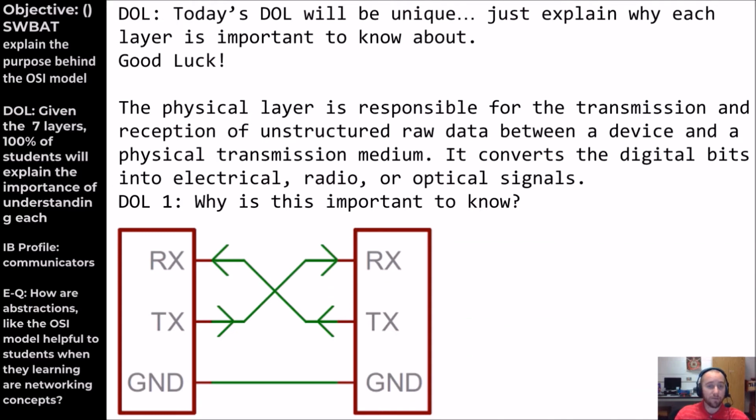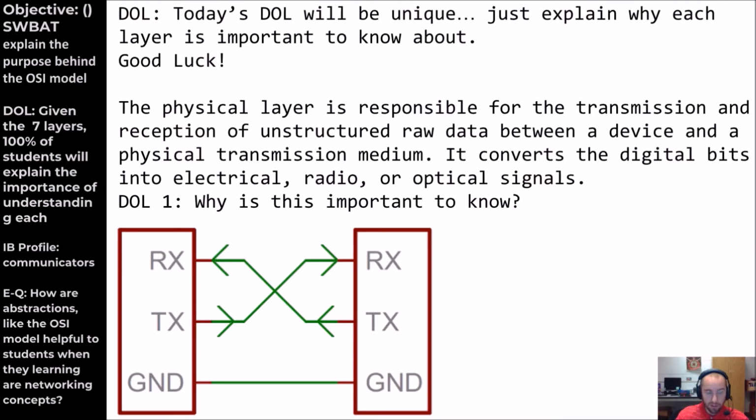So here we go. The physical layer is responsible for the transmission and reception of unstructured raw data between a device and physical transmission medium. The word medium being like the air, a physical wire, or light. It converts the digital bits into electrical, radio, or optical signals. Like these can change throughout the entire transportation process of data. If I'm here in Colorado communicating with China, I'm thinking there will be several different mediums that the data goes through.